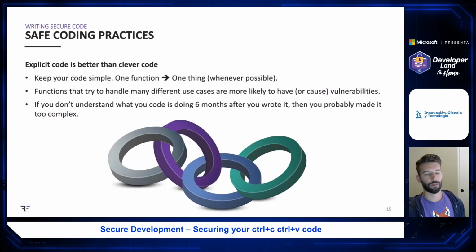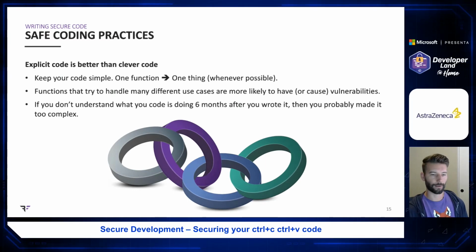The next one, another safe coding practice, is to write explicit code instead of clever code. What I mean by this, clever code is, let's say you write a function and the function handles a lot of different use cases, right? So different parameters you can feed into it, and based on whether you feed it a string or an integer, it's going to do different things. Maybe you can either feed it 2 parameters or 4 or 5 or 6 or 10. You're writing a function that does a lot of different things depending on how the user uses that function.